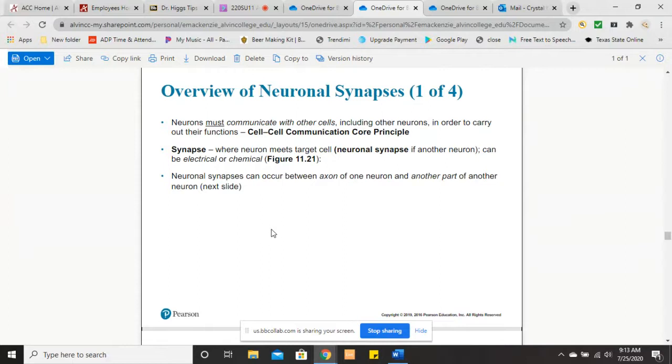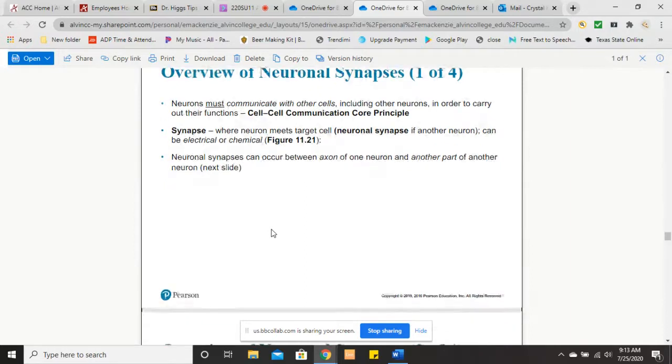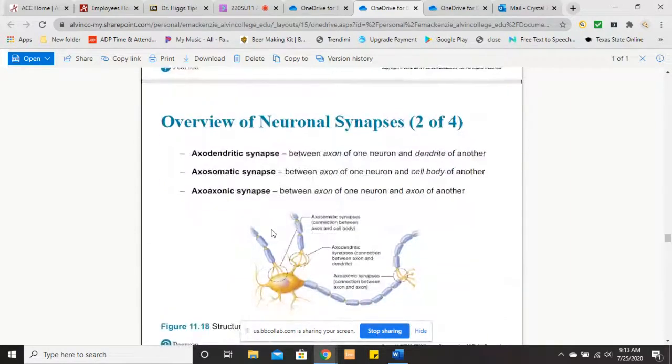And then the third part is the plasma membrane of the cell receiving the signal, which could be a muscle cell, but it could be another cell. Neurons could talk to other neurons. So it could also be the plasma membrane of a neuron receiving a signal. Those are the basic parts to all your synapses: the axon terminal of the neuron sending the signal, the synaptic cleft in the middle, and the plasma membrane of the cell receiving the signal.